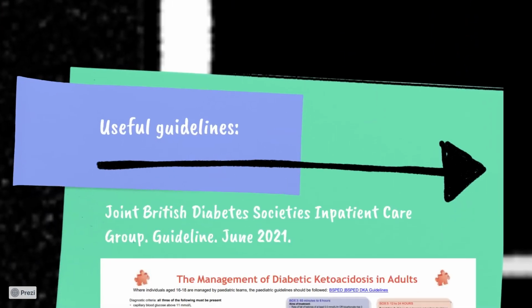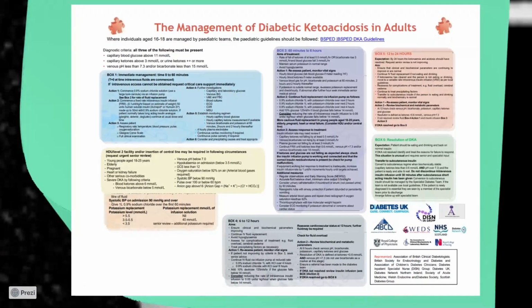As you have seen from our video today, the management of diabetic ketoacidosis is a very complicated topic, and management consists of multiple steps that need to be taken. In situations such as these, it is important to refer to guidelines so you don't miss any stages of the management. The Joint British Diabetes Society Inpatient Care Group released a full set of guidelines back in 2021, which gives a clear outline of how to approach the management of DKA, and we would advise using these.